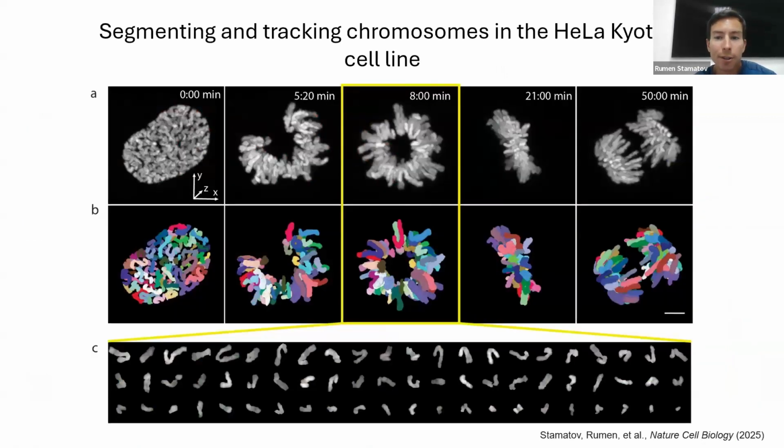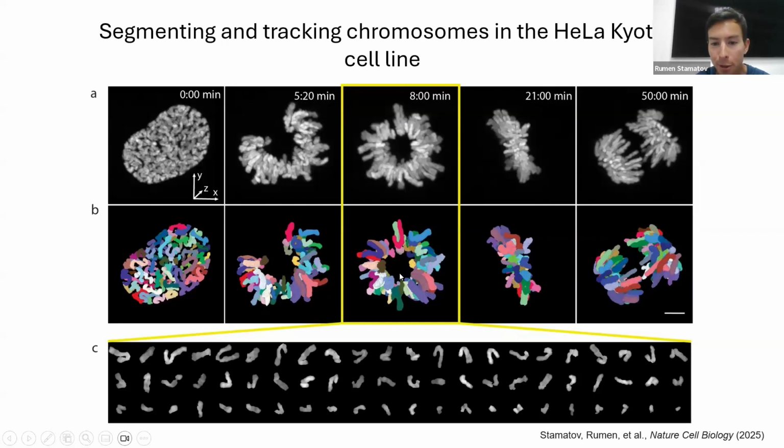And this is what the results will look like when we apply this pipeline on the whole mitotic cell. So here we have a HeLa cell with the histone H2B tagged with mCherry. Again, hundreds of 3D images. I'm only showing you 5. On the top, we have the raw signal after denoising, and on the bottom are the chromosomes which are already tracked.